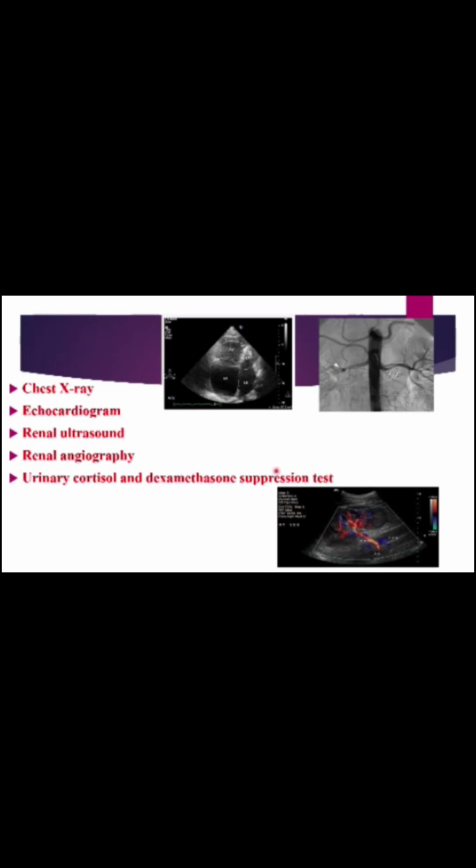In that test, the blood sample is mainly taken in the morning. The day before, at night, the patient is given one dexamethasone pill to take, and the morning after, the blood is taken for this test to detect the cortisol level for Cushing syndrome.